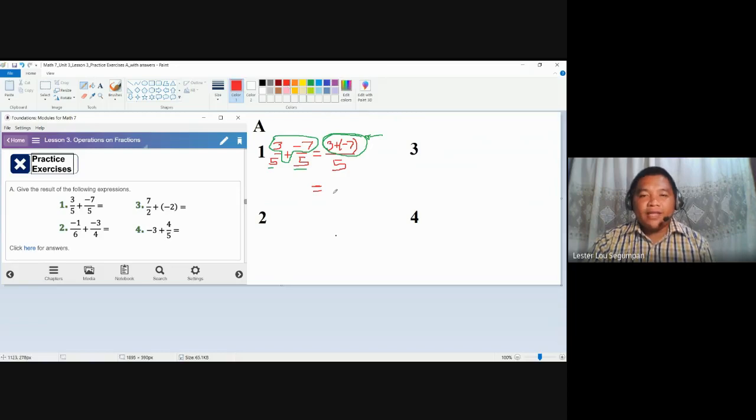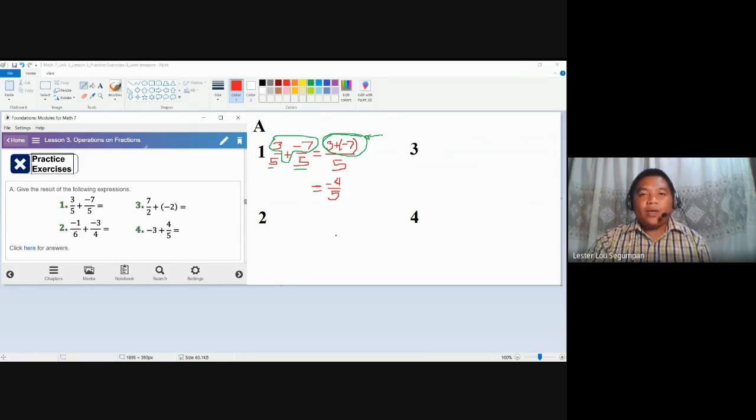As for the final answer here, 3 plus negative 7, you have 3 pesos. You will pay the 7 that you owe. You still have a debt. You still have negative 4 fifths. That is your final answer for number 1.